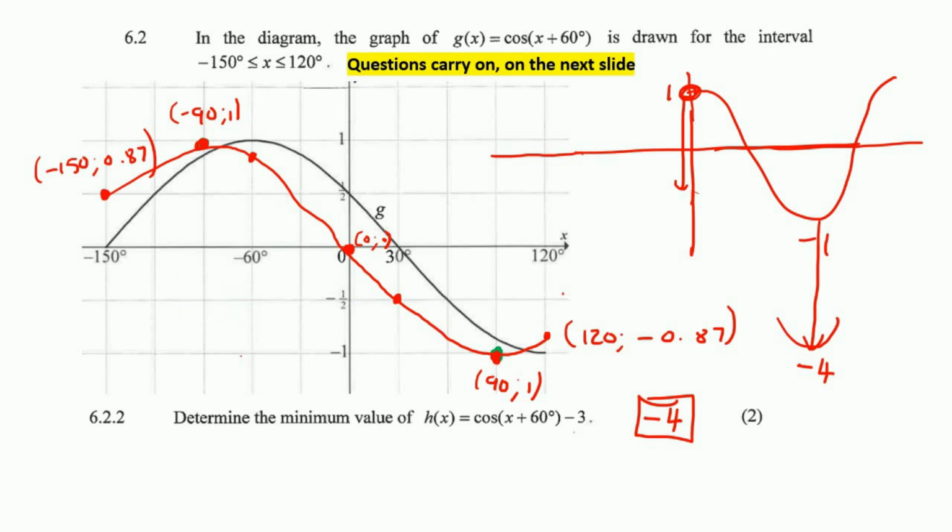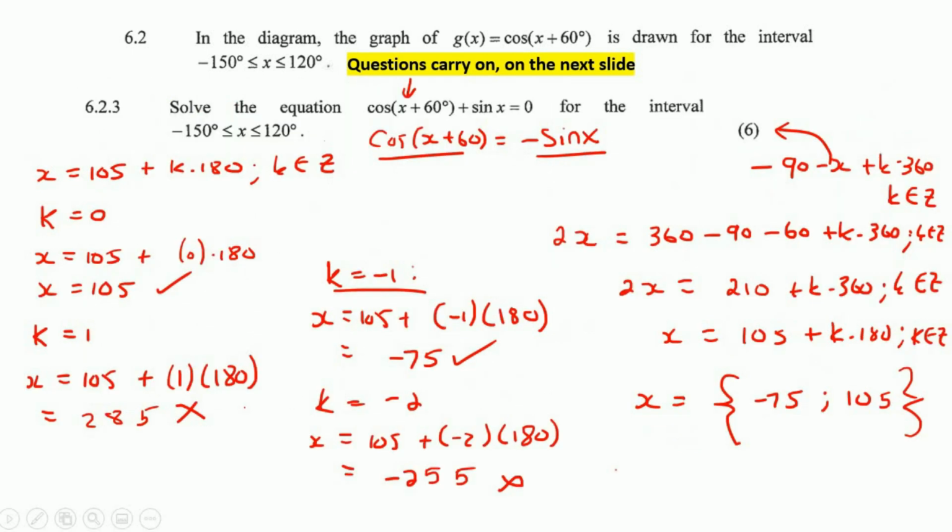So what they're actually asking us to do is to find out where the two graphs intersect. Where the two graphs intersect. And how many places do they intersect? Well, we got two answers. So let's go back to those graphs and see if that makes sense.